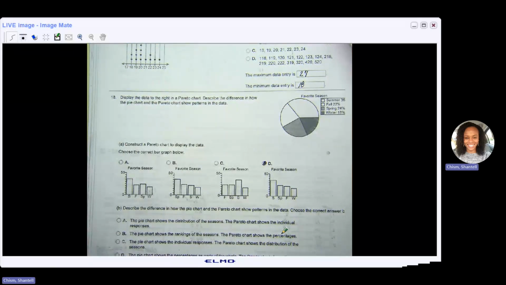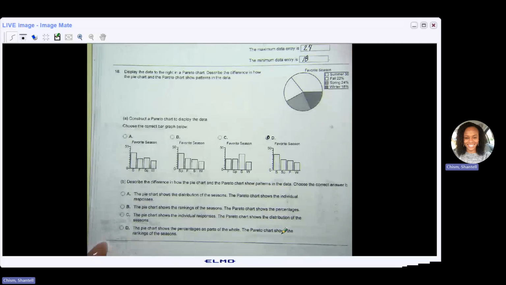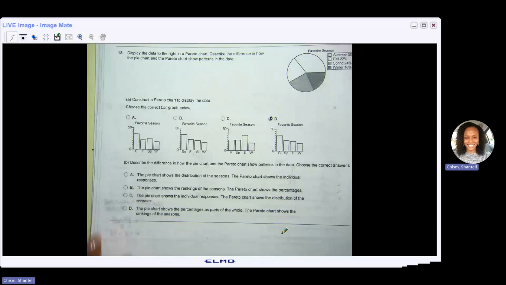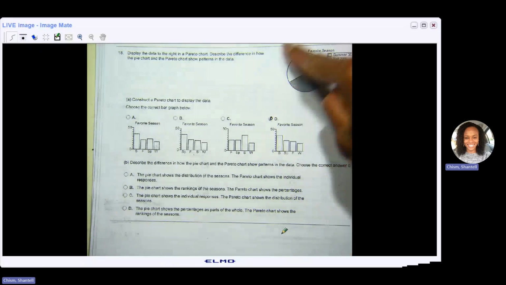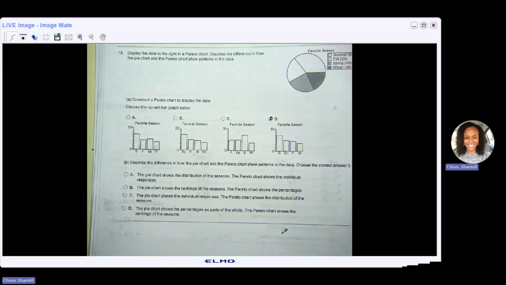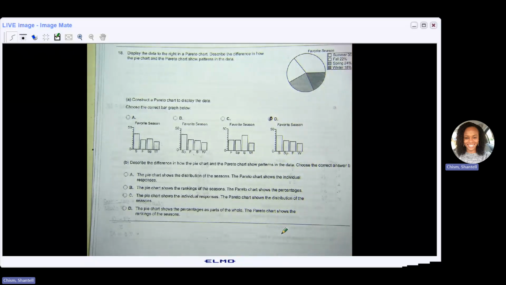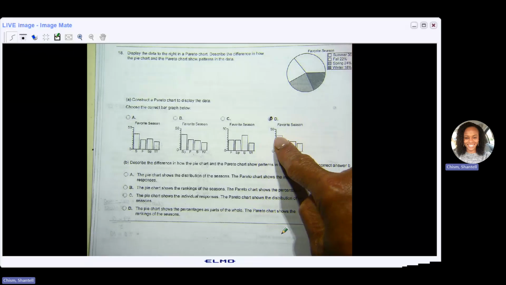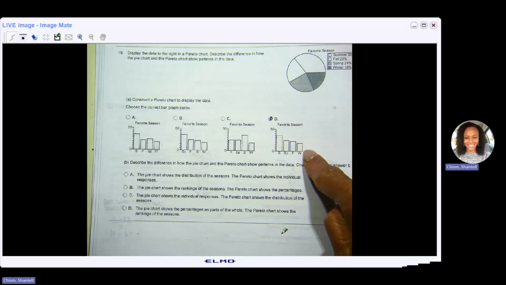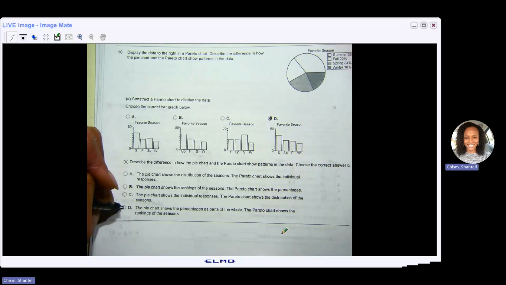Okay. And then it says describe the difference in how the pie chart and the Pareto chart show patterns. Well, the pie chart will show percentages as parts of a whole. The whole pie represents 100%. So these represent parts of the whole. The Pareto chart shows rankings because it's going from the greatest all the way down to the least. So that would be D. Okay.